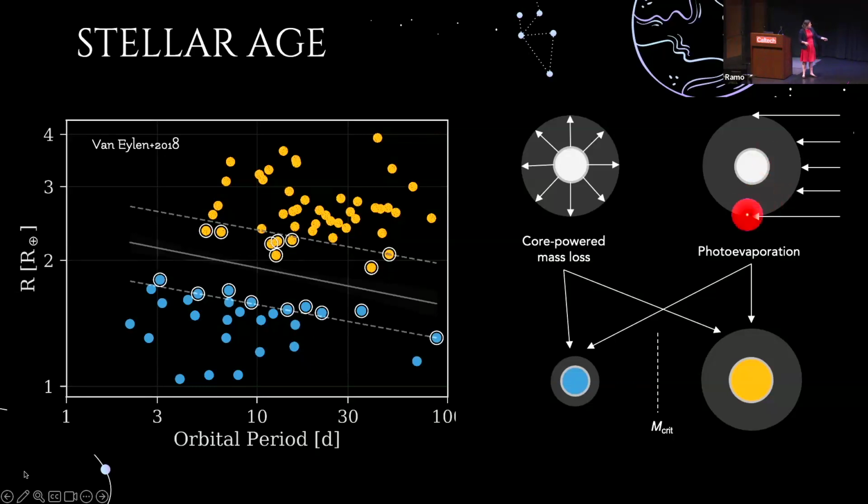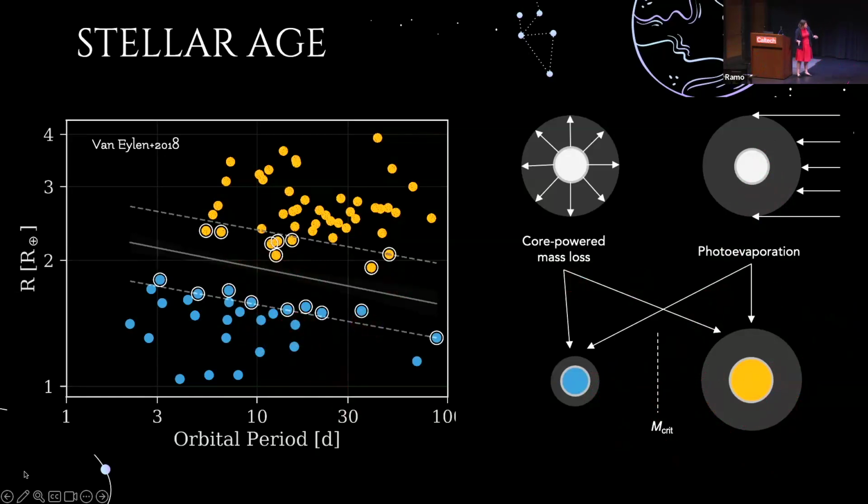Now, in both cases, there's a critical mass above which you're heavy enough, you have enough gravity to hold onto your atmosphere, even in the face of core-powered mass loss or photoevaporation. And below which you're too small, you don't have enough gravity, you lose that atmosphere, and you shrink down, and you become a super-Earth. So that's the high-level version of it.